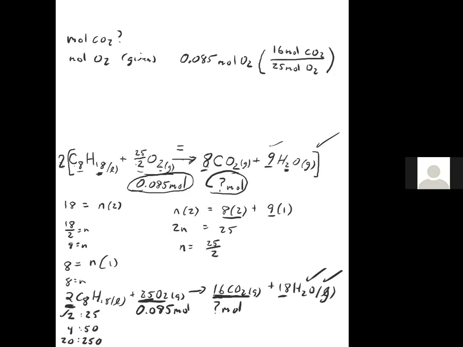Okay. Now, I wrote it this way to show you the dimensional analysis. Moles of O2 cancel, and you're left with moles of CO2. So now it's just doing the arithmetic. 0.085 times 16 over 25. And you get a small number. You get 0.0544. Now, that probably has more significant figures than Alex would accept.